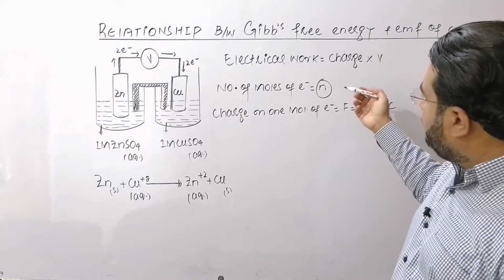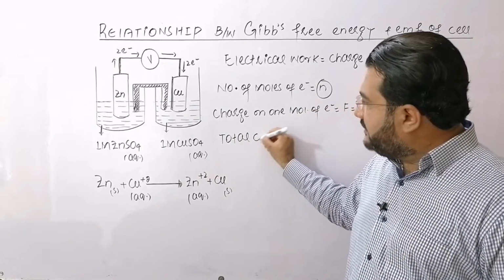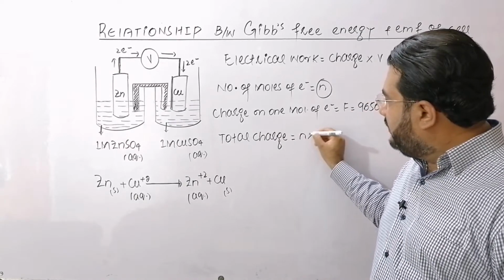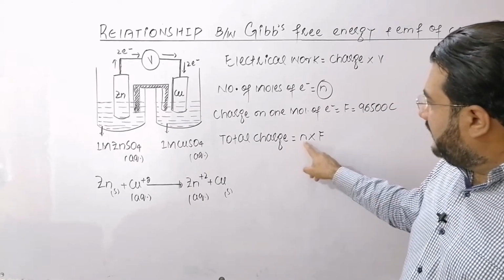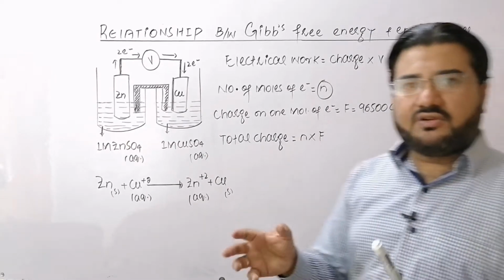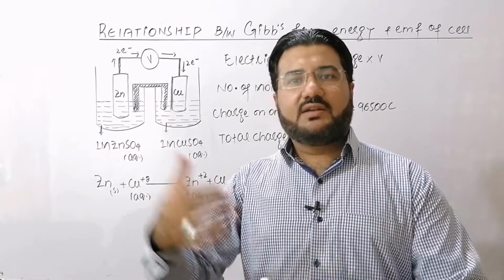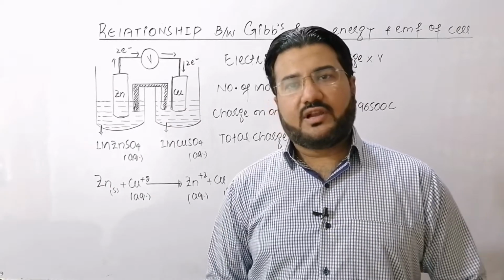So what will be the total charge? The total charge moving from anode to cathode should be equal to N multiplied by F. The number of moles of electrons and the charge on 1 mole of electrons, when multiplied, will be equal to the total charge that moves from the anode compartment to the cathode compartment in the electrochemical cell.